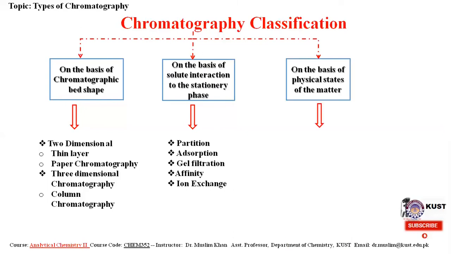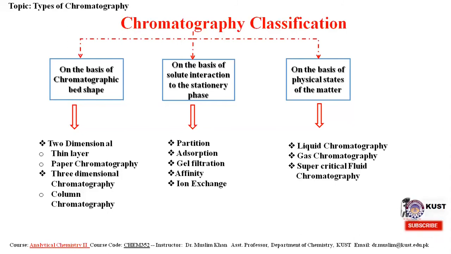The next important mode of classification of chromatography is on the basis of the physical states of matter. You have two phases in chromatography: the stationary phase and the mobile phase. If your mobile phase is liquid and your stationary phase is solid, then it is called liquid-solid chromatography. The mobile phase can be either liquid or gas. If it is liquid, it is liquid chromatography; if it is gas, it is gas chromatography.